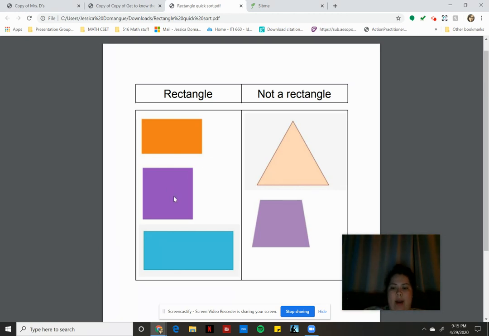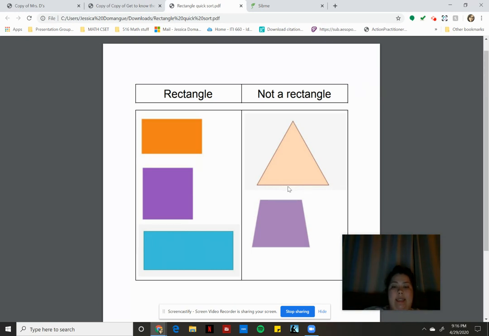Now this purple square, can a square be a rectangle, scholars? Let's check. Does it have 4 sides? 1, 2, 3, 4. Yes. Is it closed? Yes. Are all the corners square like this? Yes, they are. So this square is also a rectangle. Very good. And let's check my last blue one. 1, 2, 3, 4 sides. It's closed and all the angles are square.